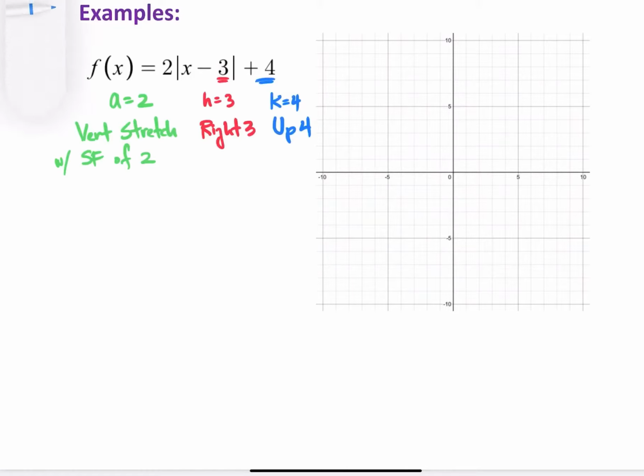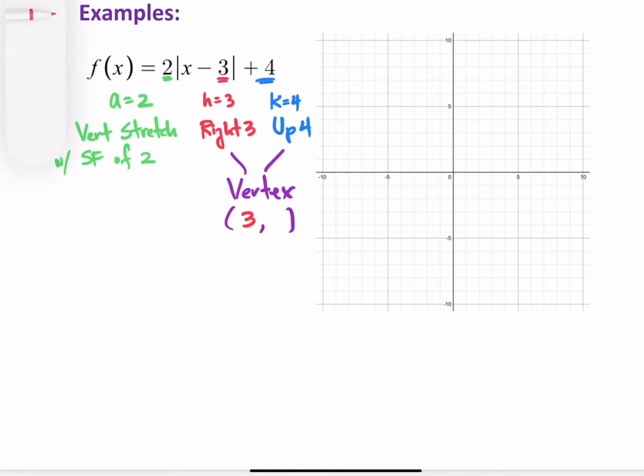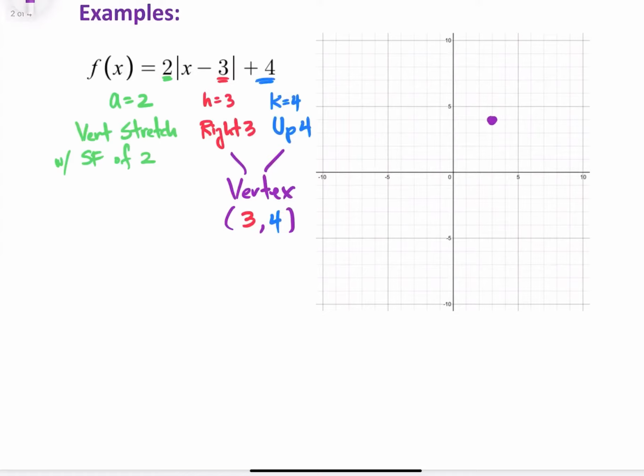Now I'm going to underline this 2 with a green just to be consistent here. What we're going to do is take our h and our k value, and the h and the k value combined will give us our vertex. So our vertex will be an ordered pair, and that's pretty much our starting point. That's our h value, which is 3, and our k value, which is 4. So I'm going to start off with my vertex at 3, 4. That means I'm going to go right 3 and up 4, and here's my point. So there's my starting point.